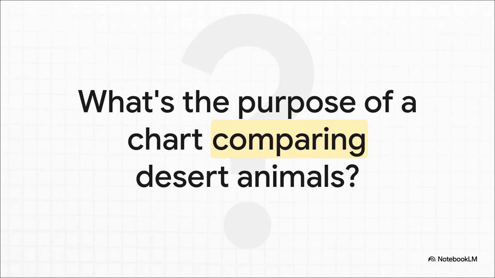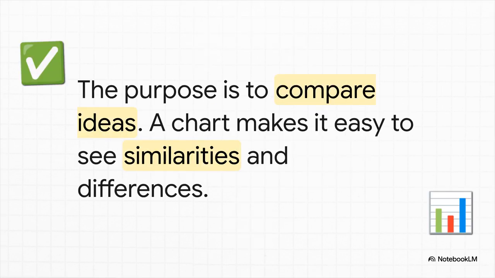All right, you've seen the tools. Time for a little pop quiz. Let's say an author puts in a chart that compares a bunch of different desert animals. What's the main reason for doing that? What's the purpose? If you were thinking to compare ideas, you nailed it. A chart is the perfect tool for putting information side by side. It makes it so easy for us to see what's the same and what's different at a single glance.